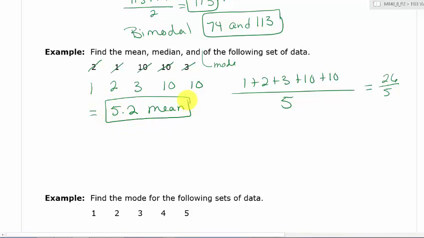Next, we'll find the median. So when you're doing the median, you always need to go to your ordered data set. There are 5 data values, so you can divide that by 2. 5 divided by 2 gives you 2.5. And so that means that we would have 2 to the left of the middle and 2 to the right. So that's going to be our third data value, and that's the number 3. So that's our median.